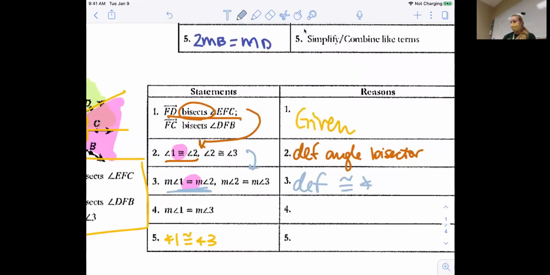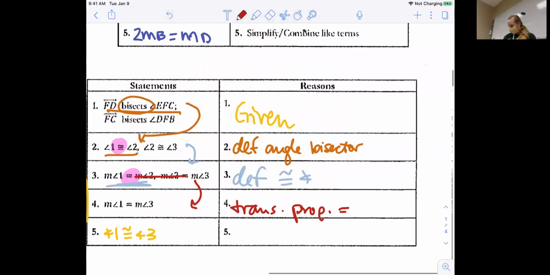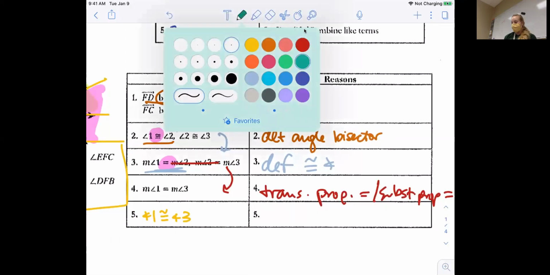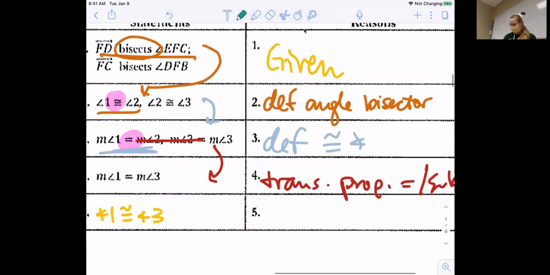It is going to Y. So we had the 2's in the middle and we crossed them out. That makes it transitive. What else would be okay? Substitution. I'll take substitution there too. Megan? Good. Why?